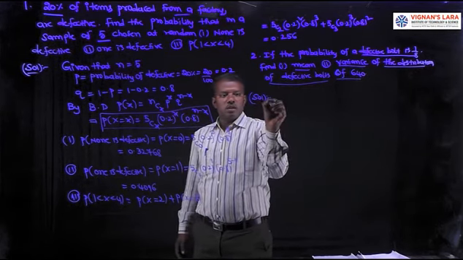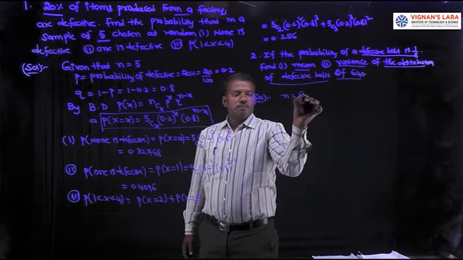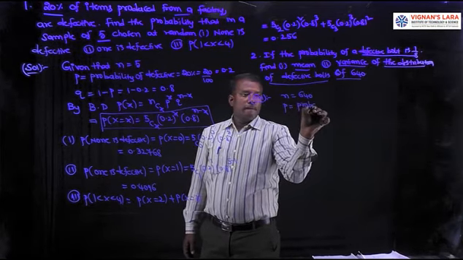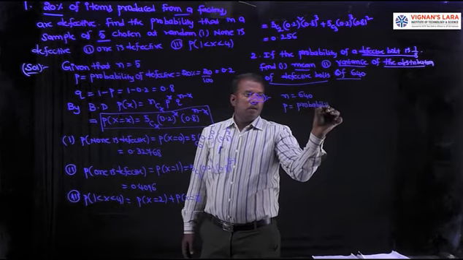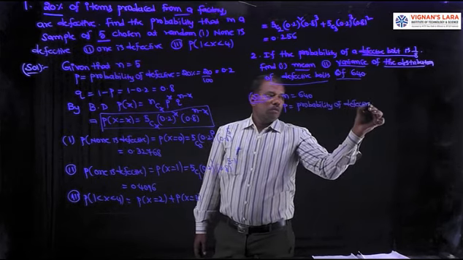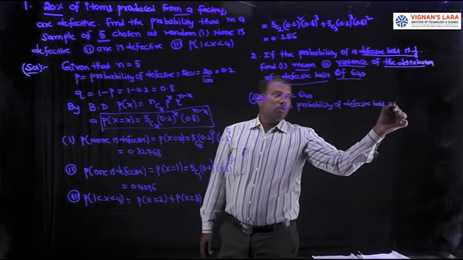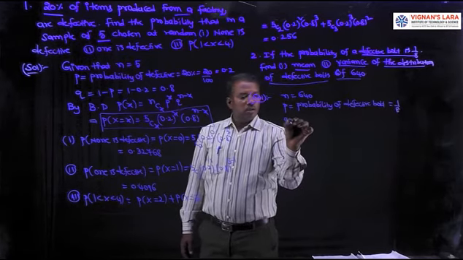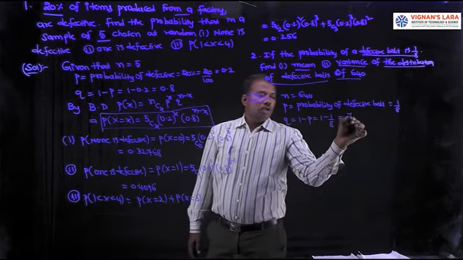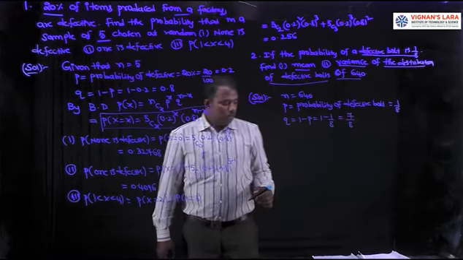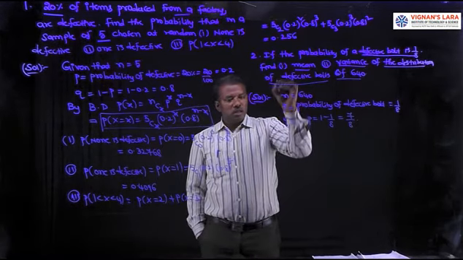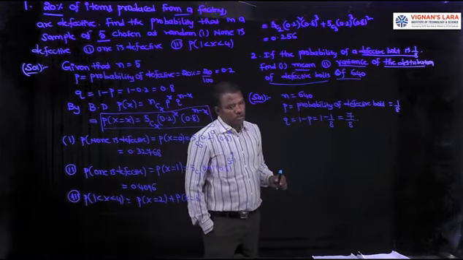So coming to the solution, N is equal to 640. What about P? P is the probability of a defective bolt, that is equal to 1 by 8. What is the failure rate? Q is 1 minus P, 1 minus 1 by 8, so the value is 7 by 8. That is the value of Q. We know N, P, Q. These are the fixed parameters of the binomial distribution.